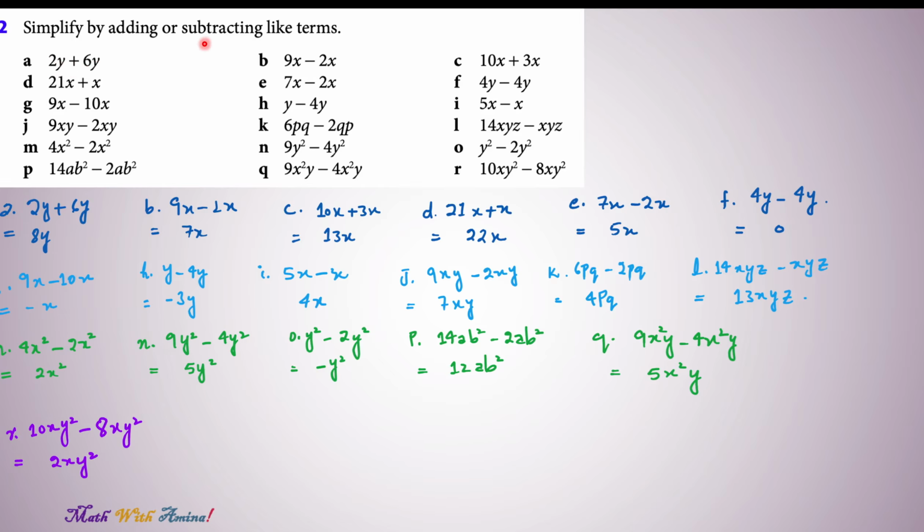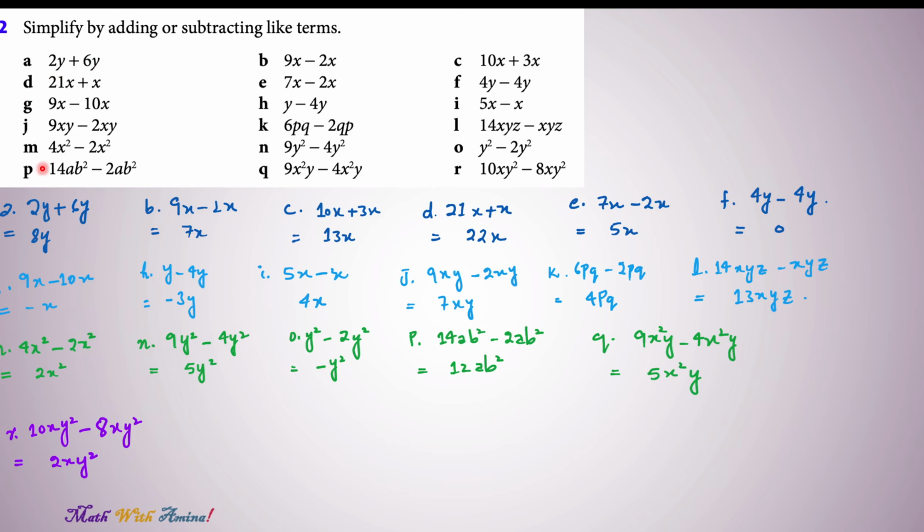When adding and subtracting the terms, what we do is we consider the coefficient of the variables only. That is the number that is written in front of the variable. In here we are having 2 for this term, and for this term the coefficient is 6. So the rule is that we simplify by adding or subtracting the coefficients of the variable, and the variable remains exactly the same.